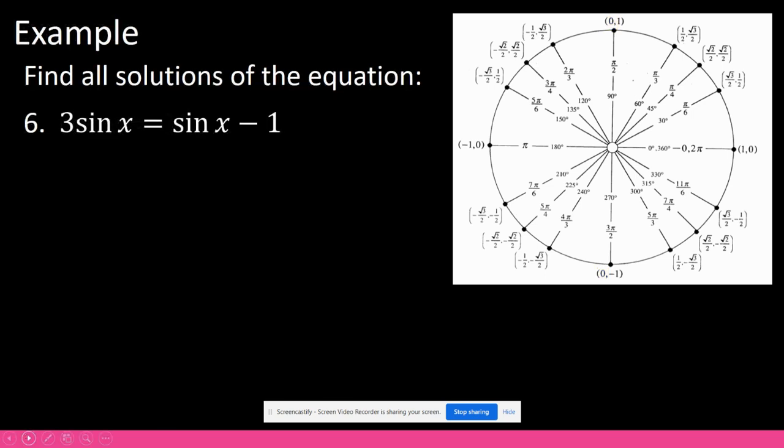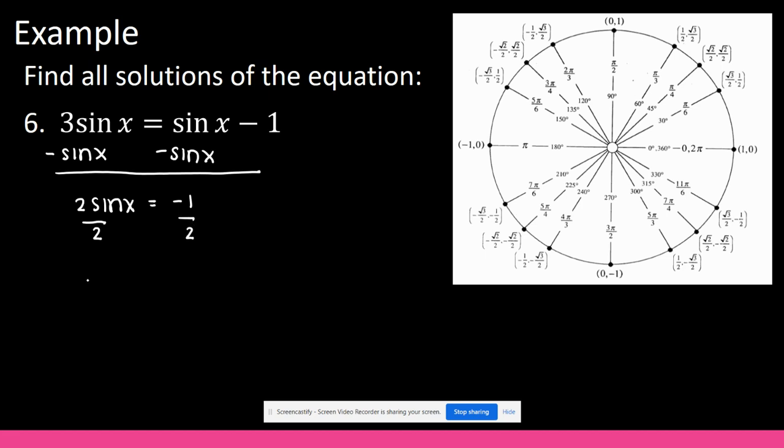All right, here is our last example. Notice that we do not have sine isolated by itself, so I'm going to subtract the sine of x to move it over to the other side. Combining like terms, that now gives me 2 times the sine of x equals -1. I'm going to divide both sides by 2, and so the sine of x equals -1/2.